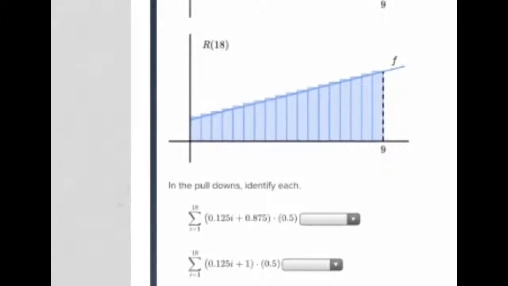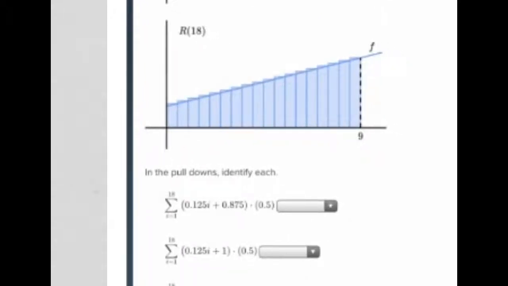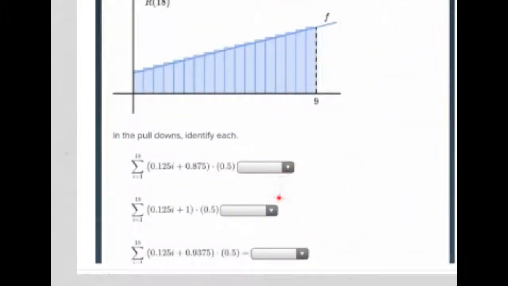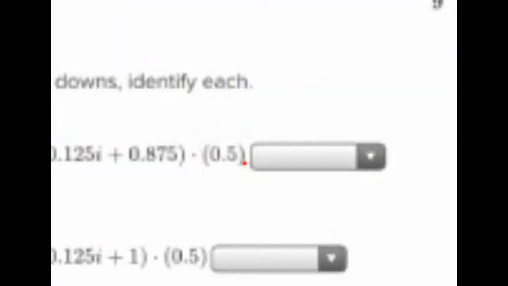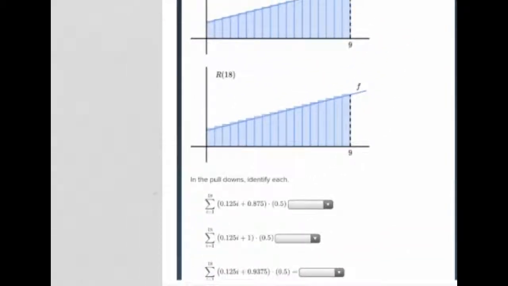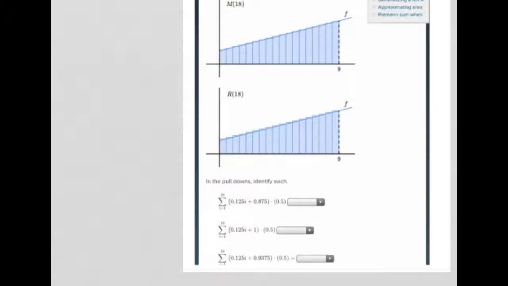What's the question? In the pull downs, identify each. I'm guessing that the pull downs would say L18, M18, or R18. Remember, all of these correspond to areas of these rectangles. So I'm guessing this 0.5 is the width of each rectangle. That's just a guess. If I'm going from 0 to 9, that's how many spaces?